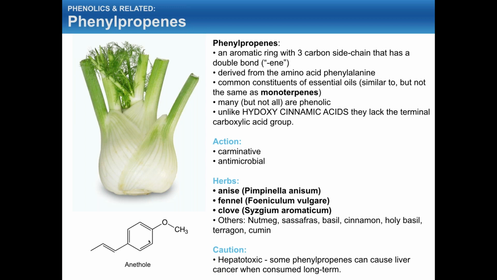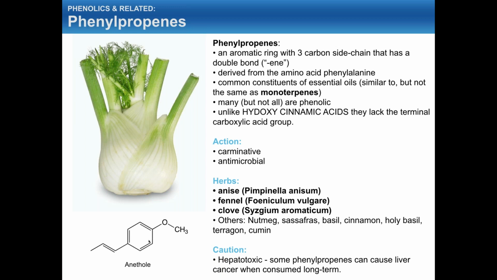So phenylpropenes, they're derived from the amino acid phenylalanine or sometimes tyrosine. And they're a really important constituent in essential oils. There are a lot of the herbs in your spice cabinet that are comprised of these phenylpropenes. So certain things like peppermint are made from monoterpenes. Like peppermint oil comes from monoterpenes. Oregano oil comes from the monoterpenes.